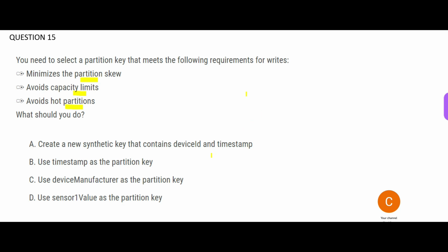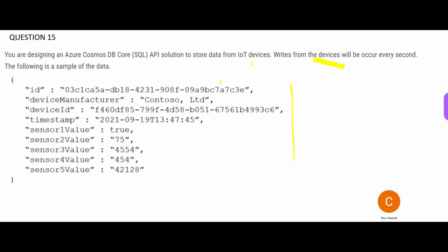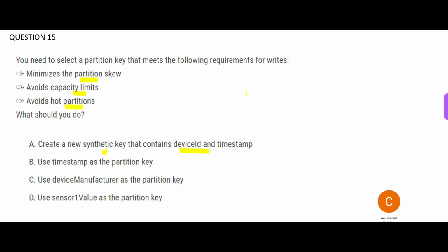What should you do? The first option says we will create a new synthetic key with device ID and timestamp as the key. That means we will have device ID, which is unique, and a timestamp, and a combination of these two will be unique. That way the partition will not be skewed, it will not hit capacity limits, and it will not be a hot partition. So this should work.